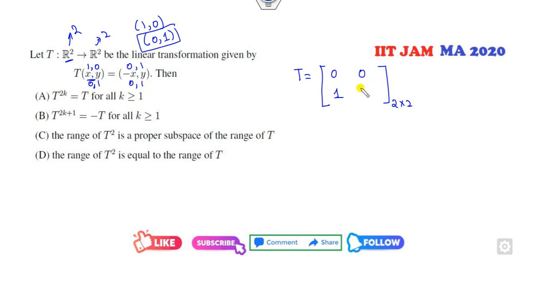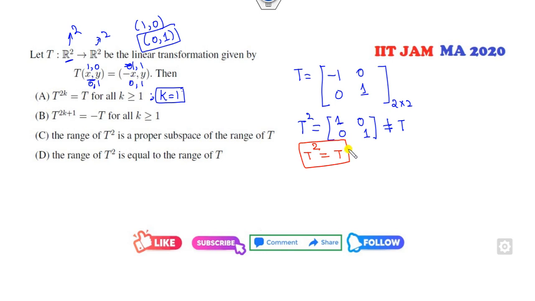x comma y, sorry, first number is wrong. First number will be minus 1, x is my 1, minus 1 0 0 comma 1. Then this number will be here, so I can choose k as 1. Fine. So what is my t square? If you multiply them, it's 1 0 0 1. Fine. So t square is equal to t, which is not equal to minus t. Moreover, you can say t square is my I. So the first option is cancelled.